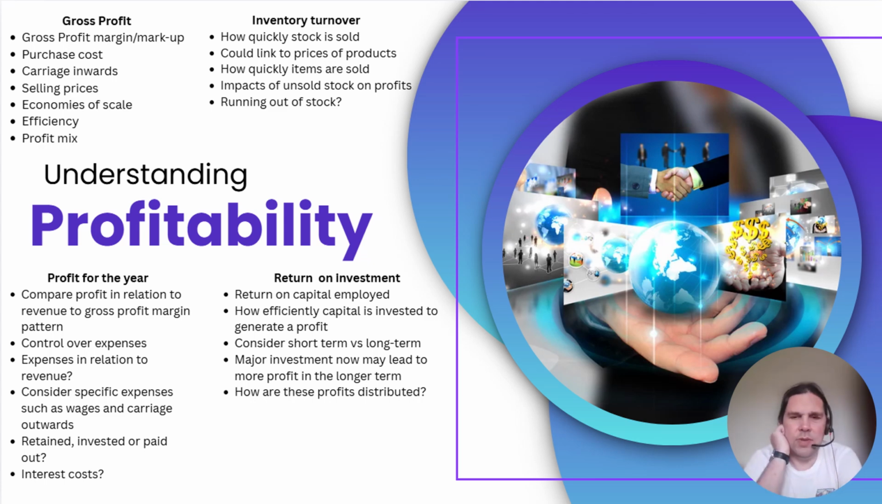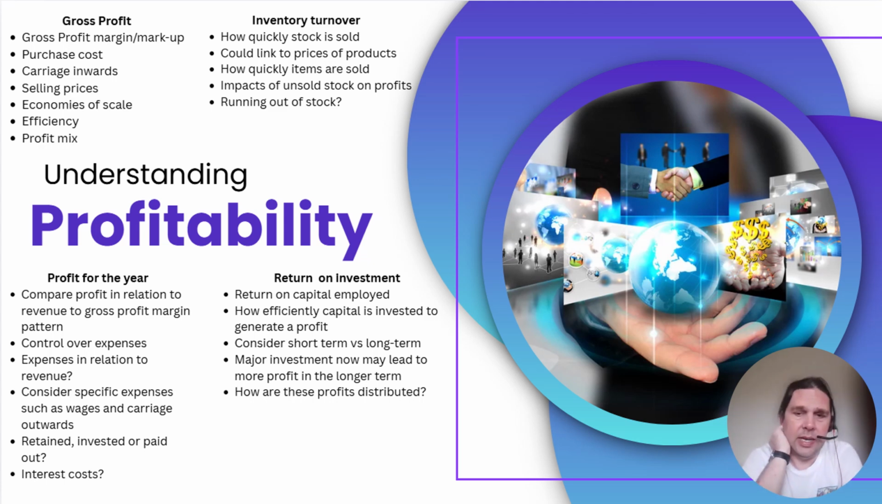Okay, so just a quick video on how to understand profitability, how to use it within a 25-mark essay, and lots of different factors to include. We don't want to just be basic and just go, oh, profit's gone up, profit's gone down. We've got a lot of factors we can consider. So I've broken it down into four components. We'll look at gross profit and profit for the year first.